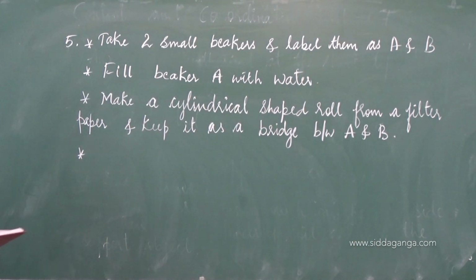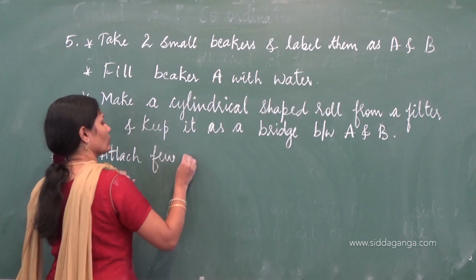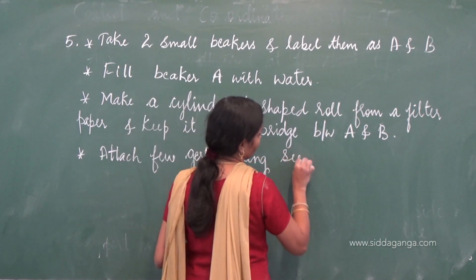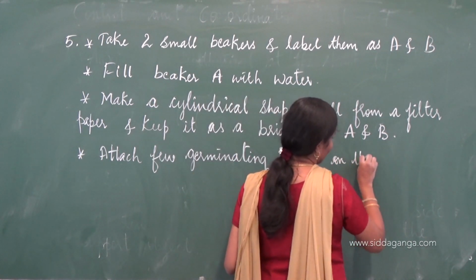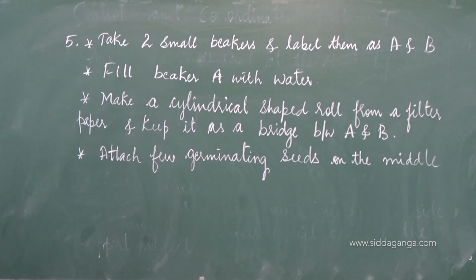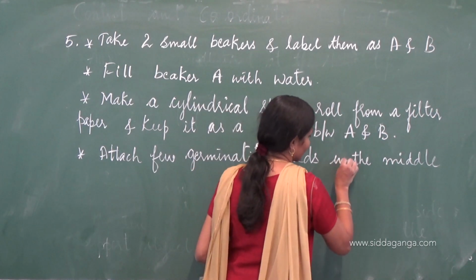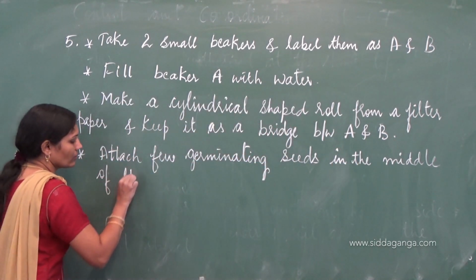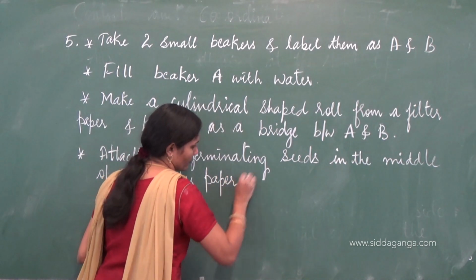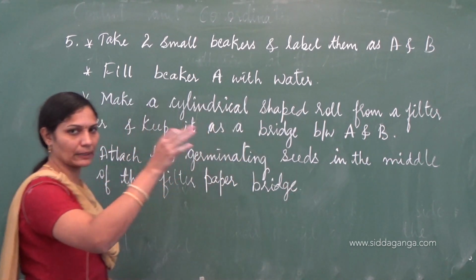Now you need to attach a few germinating seeds exactly on the middle of the filter paper. Exactly in the middle of the filter paper bridge. You should place these germinating seeds exactly on the center, the middle of the filter paper bridge which you have created between A and B.